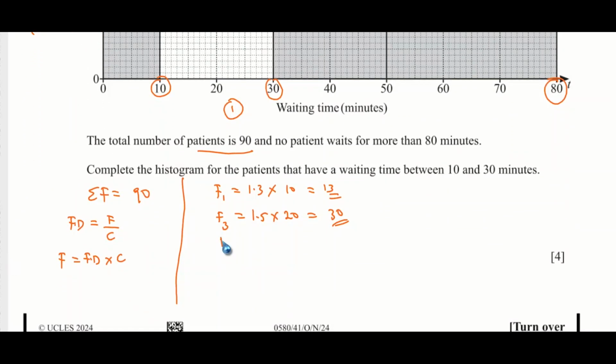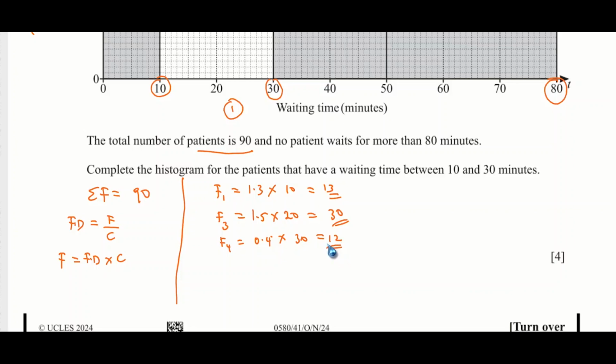So I can say F4 is equal to 0.4 multiplied by 80 minus 50, that's the class size, that will be 30. And this will be equal to, I think, 12. 4 times 3, 12. So this will be equal to 12.